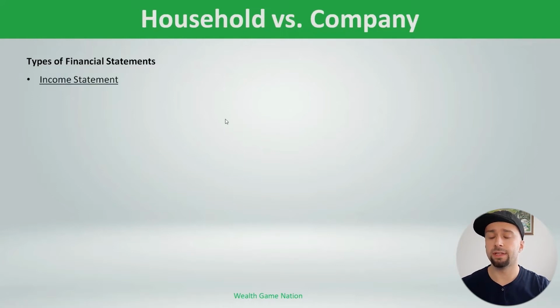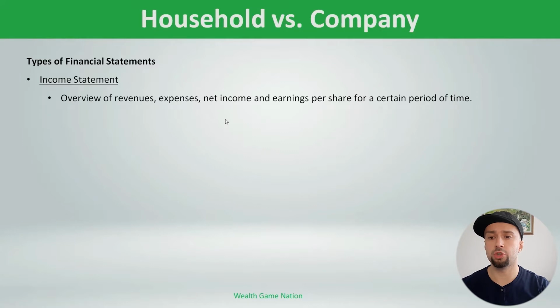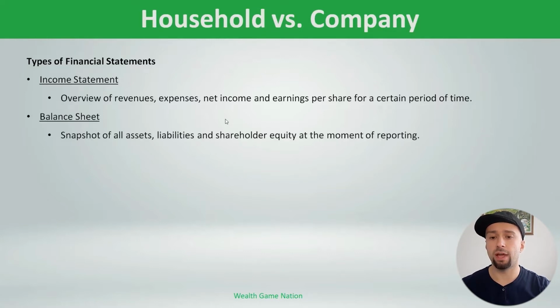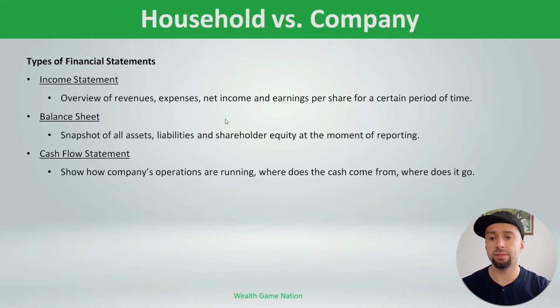When we talk about running a company, there are three major financial statements that every publicly traded company uses. That's the income statement. The income statement shows the overview of revenues, expenses, net income, and earnings per share for a certain period of time. Then we have the balance sheet. The balance sheet is a snapshot of all assets, liabilities, and shareholder equity at the moment of the reporting. And then we have the cash flow statement. This statement shows how a company's operations are running, where the cash comes from, and where it goes. These statements are public. They're available via the 10-K form.